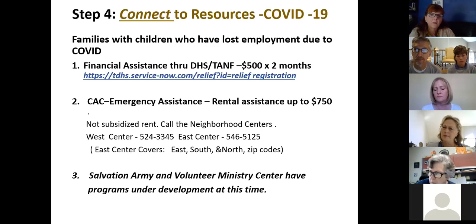On the website itself, on Salvation Army, it did say they were still helping with utilities. They're also giving out food. Volunteer Ministry Center has been closed. They have a program called The Refuge, which helps financially with rent, utilities, or other needs. They've been closed during this past month. So we'll just have to.